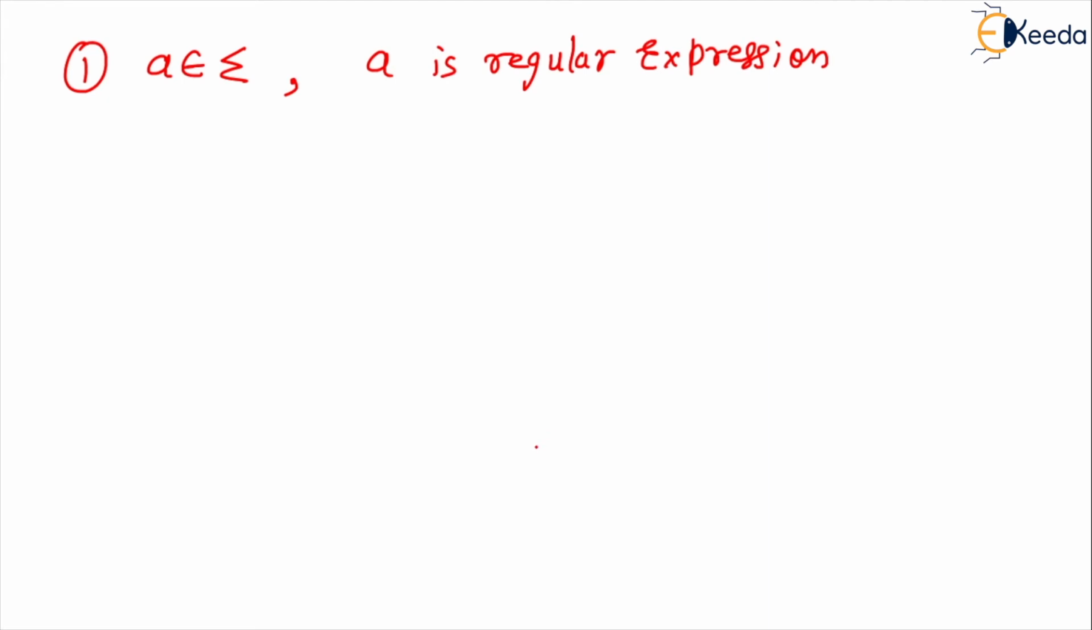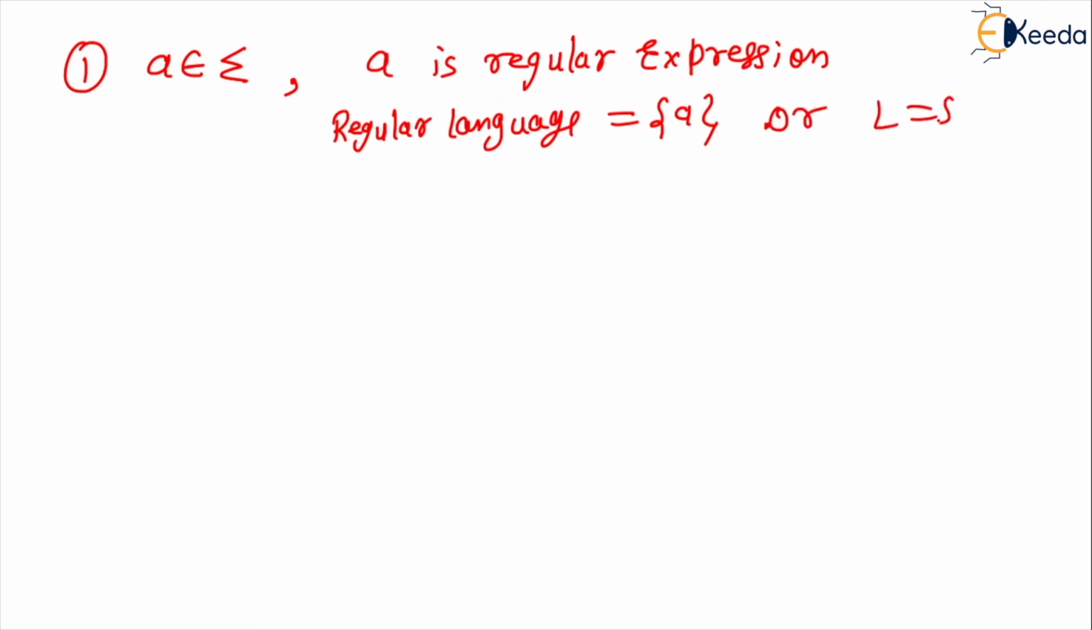So A is a regular expression. And what is the regular language for this? In the regular expression, you write A directly. If you write the regular language of this, then L equals A. It is a regular language that generates exactly one string, a single A, exactly one string of length one.